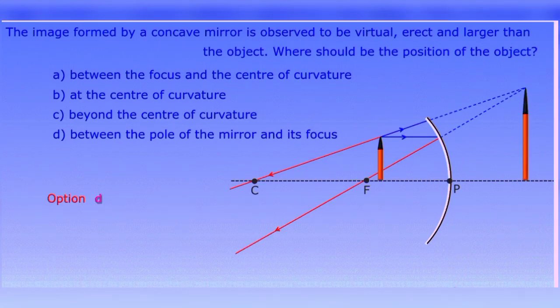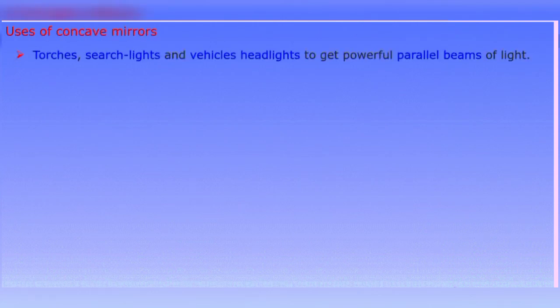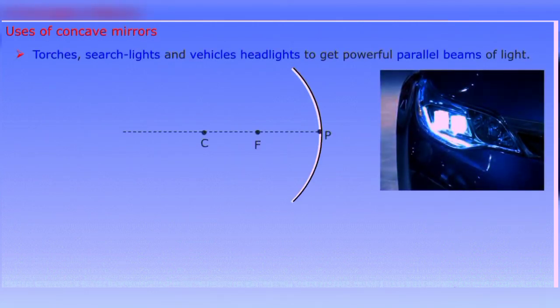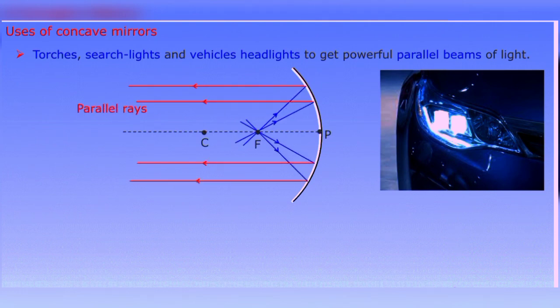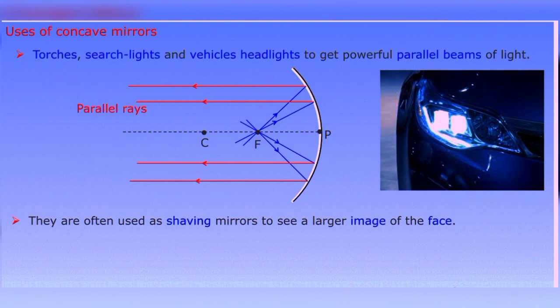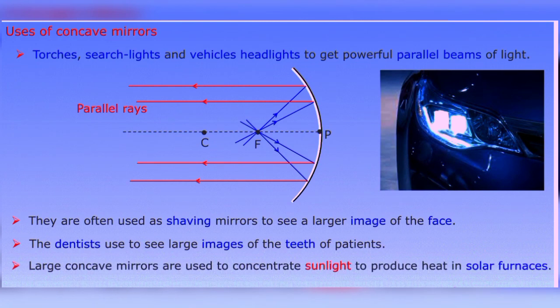Now the uses of concave mirror. Concave mirrors are used in motor headlights, searchlights, vehicle headlights and torches to get powerful parallel beams of light with the help of a reflector. We know that the beam of light from the bulb after reflection from the concave mirror goes as parallel beams. They are often used as shaving mirrors to see a larger image of the face. Dentists use them to see a large image of the teeth of patients. And large concave mirrors are used to concentrate sunlight to produce heat in solar furnaces.